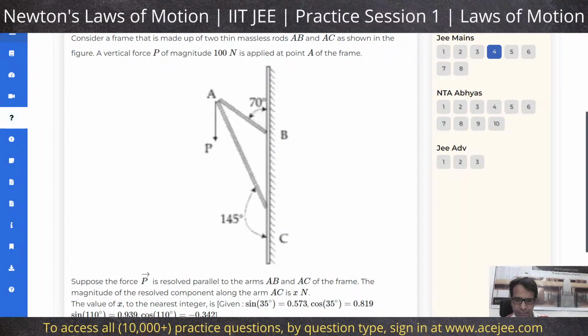But there is a question, I guess, in some other chapter like force and motion, where we were asked to find the reaction force, or the tension in arms A and B. Such questions will be there as well. Okay, we'll come to this. Chavi Beta, are you clear? They're simply asking the component of the force P along AC, so that is cos of 35.